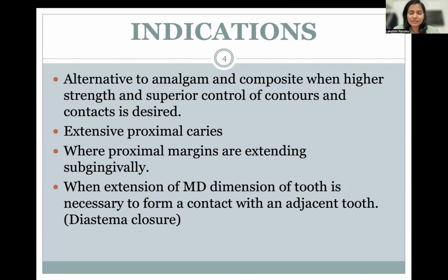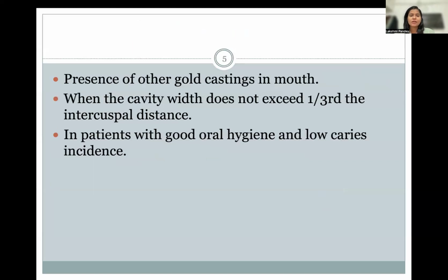Extensive proximal caries, which is not managed by composite restorations, in such cases we go for cast metal restorations. When proximal margins are extending subgingivally, in such conditions also, cast metal restorations are highly indicated. When extension of the MD, mesiodistal dimension of the tooth is necessary to form a contact with an adjacent tooth, in such conditions, cast metal restorations are indicated. Presence of other gold castings in the mouth.